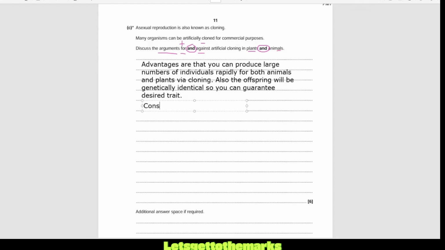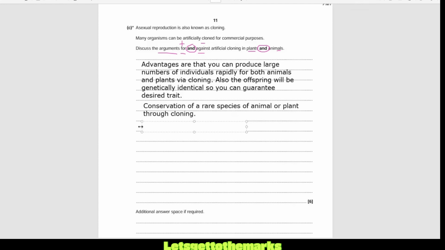So let's put conservation of a rare species of animal or plant through cloning. I mean, some people clone their pets. They pay money and have a clone of their pet made, so they get a new dog and it's identical to their old dog, and they seem to like that. That seems a bit weird, but there you go. So conservation of a rare species of animal or plant through cloning, that's another positive.